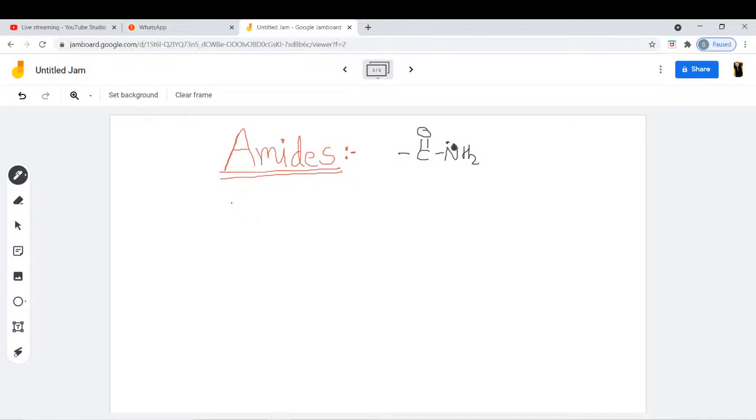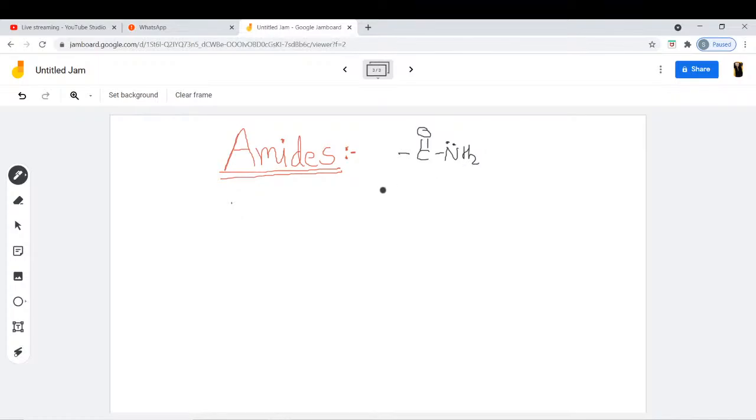Okay, that's why its basic nature has vanished, due to this carbonyl group. So that's why amines are basic, but these amides are neutral. Amines means without carbonyl, and amides means with this carbonyl.